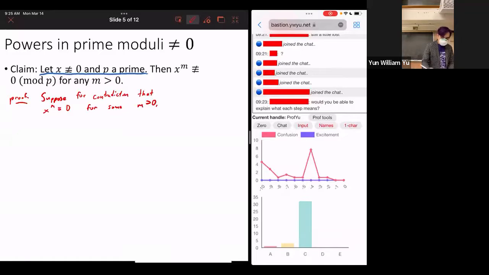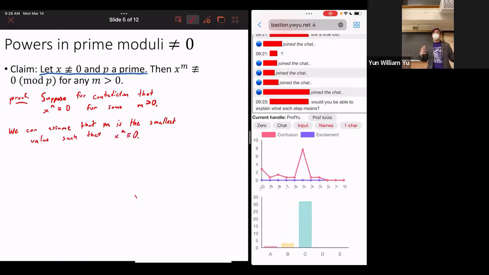And then the next step, well, if actually x to the m is equivalent to zero for some m greater than zero, then there must be some smallest value, right? So maybe this happens multiple times. Maybe x to the 10 is equivalent to zero and x to the 20 is equivalent to zero. But clearly there's some smallest number in any set. If I give you 10 numbers, I can ask you what's the smallest of those numbers. So we can assume that m is the smallest value such that x to the m is equivalent to zero, because it might happen multiple times.